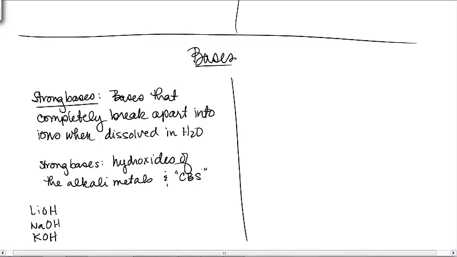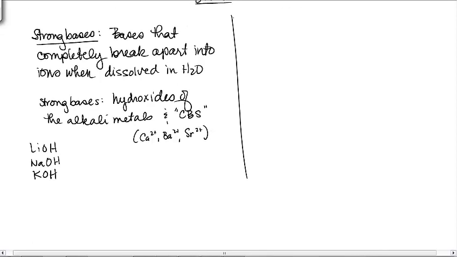Because there are also 3 others, and they're in the alkaline earth metals. And that is calcium, barium, and strontium. Those are in the alkaline earth metals, but those are the only 3. So, things like calcium hydroxide, barium hydroxide, strontium hydroxide, etc. So, hydroxides of the alkali metals and those 3 alkaline earth metals. Those are the only ones that are strong.